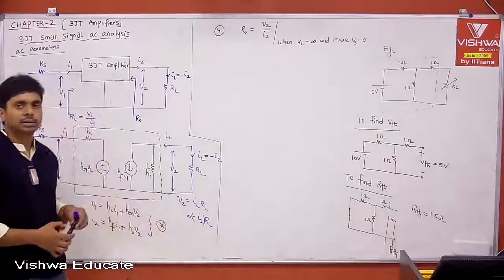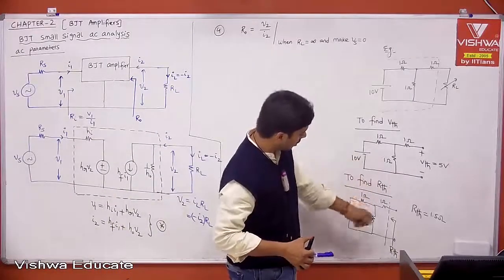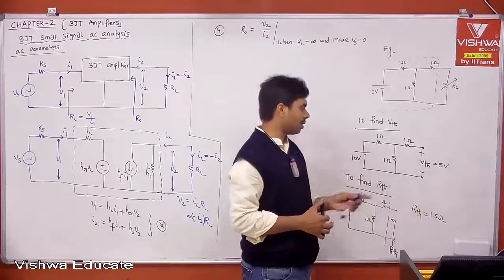That is what is your RThevenin, because this one and this one, they are in parallel. That is what the combination is in parallel to 1. Therefore, overall that is 1.5 ohm.